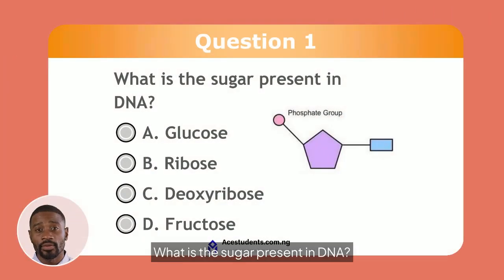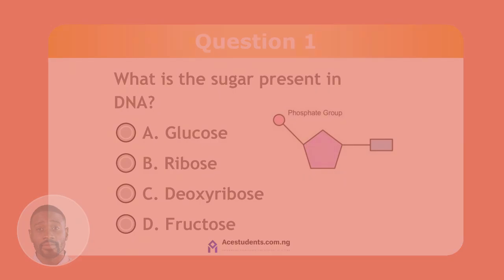Question 1. What is the sugar present in DNA? Is it A. Glucose, B. Ribose, C. Deoxyribose, or D. Fructose? Consider the structure of DNA and its components.